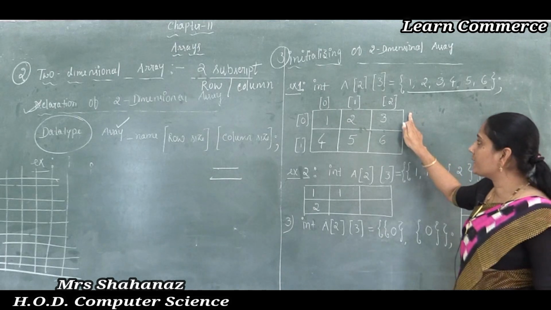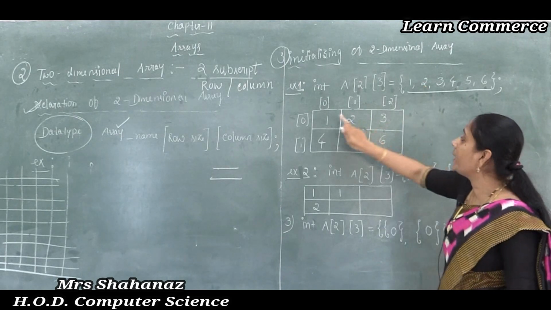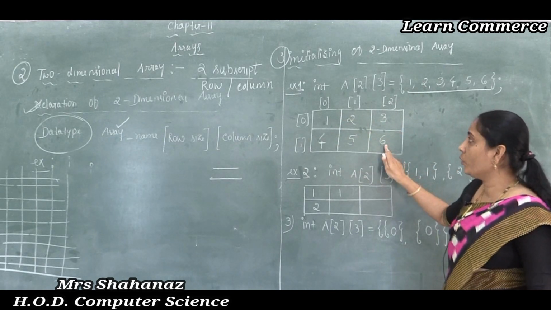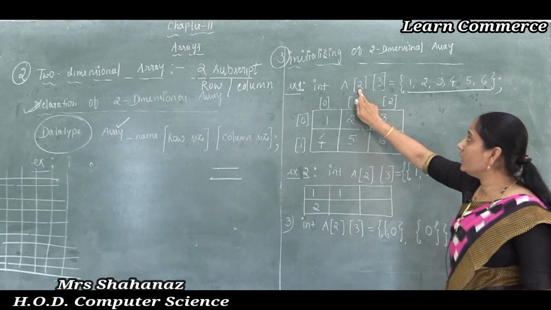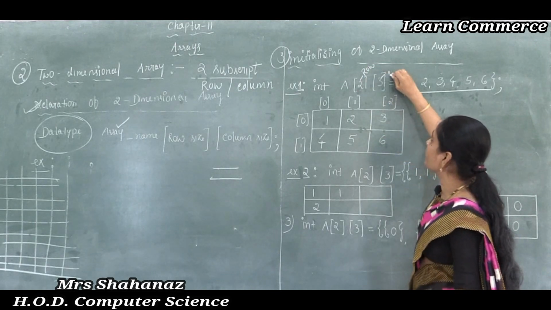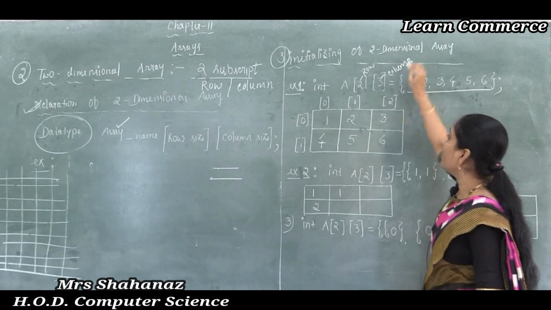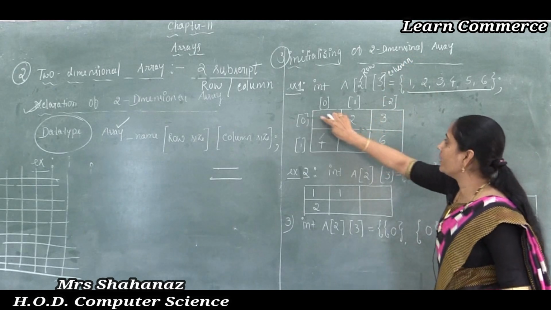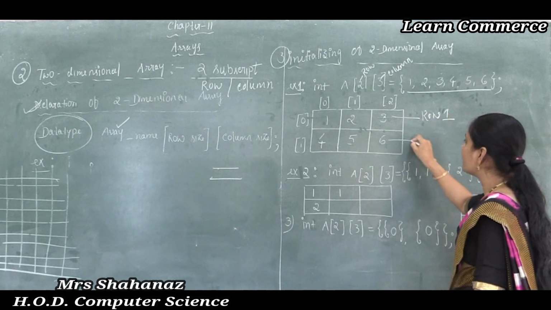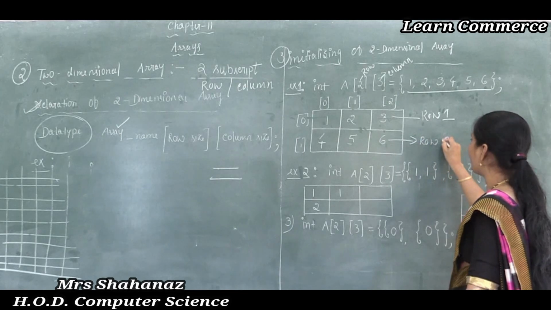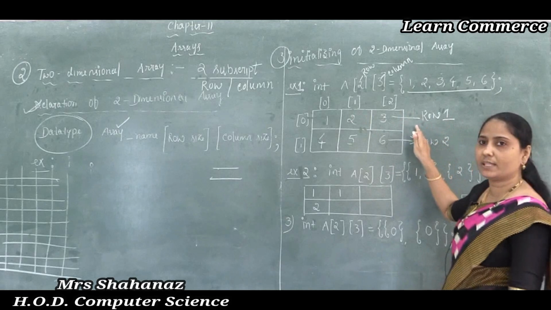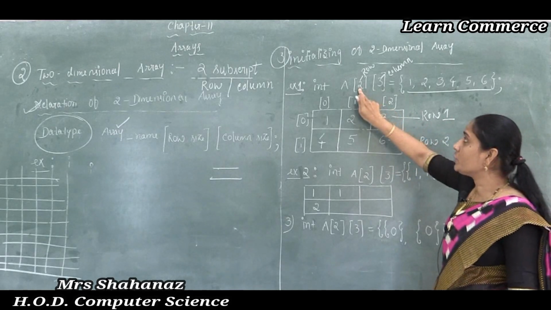So after the initialization, we know the elements are 1, 2, 3, 4, 5, 6, and we know how many rows there are. Here there are 2 rows. Correct? This one is the first row, row 1, and this one is row 2. As we know, it moves from left to right. So totally 2 rows are there.